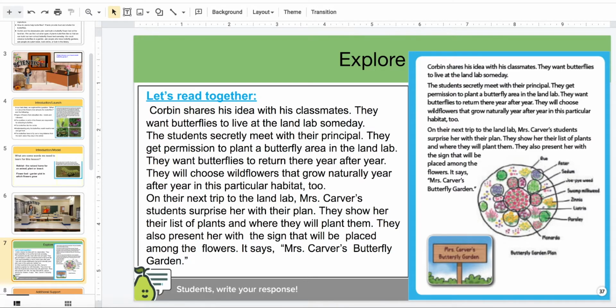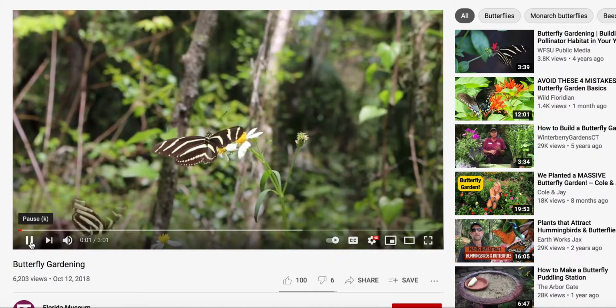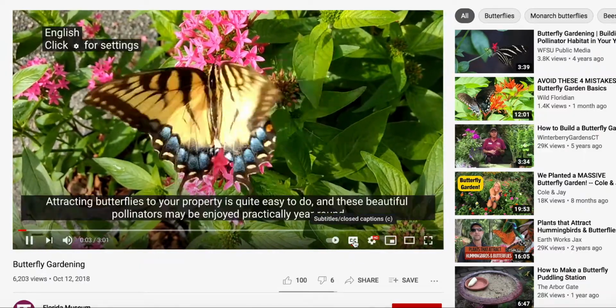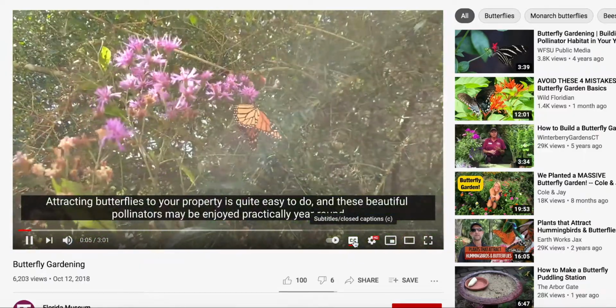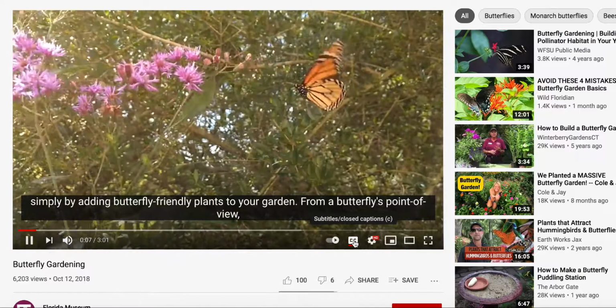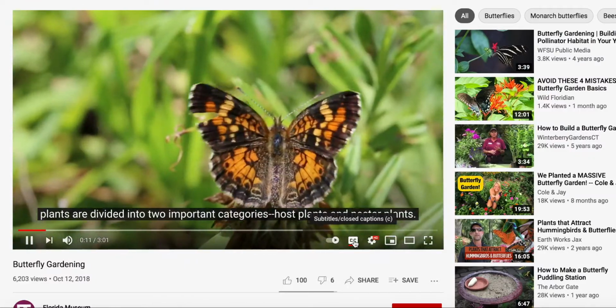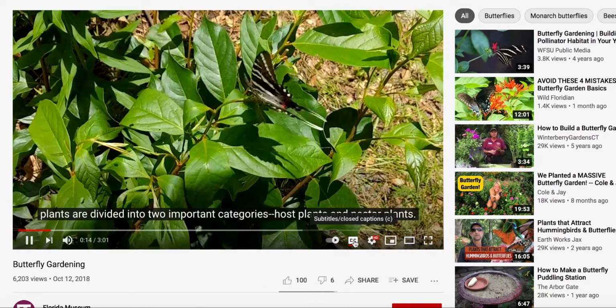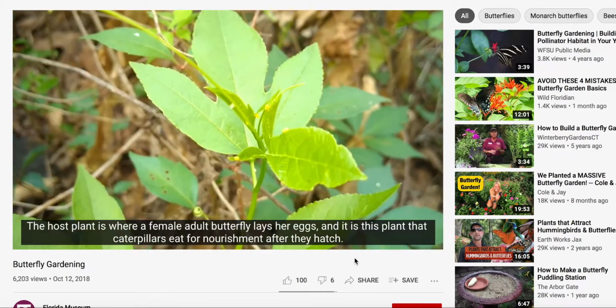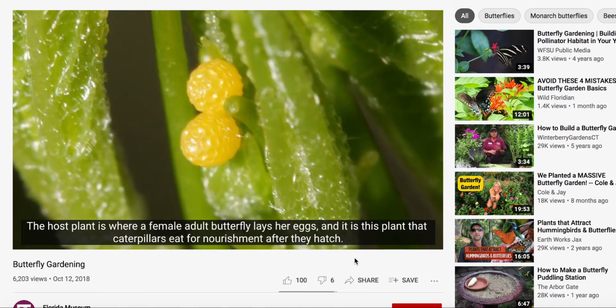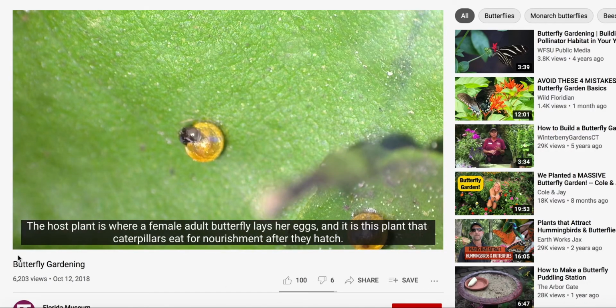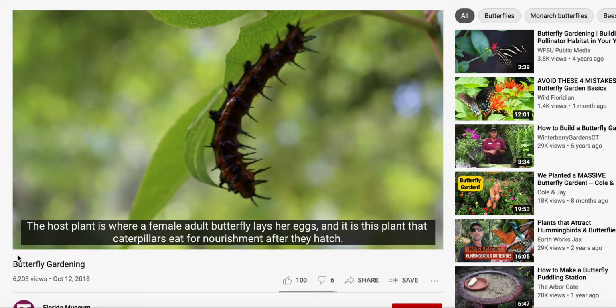So let's look at how to build a butterfly garden. Attracting butterflies to your property is quite easy to do, and these beautiful pollinators may be enjoyed practically year-round simply by adding butterfly-friendly plants to your garden. From a butterfly's point of view, plants are divided into two important categories, host plants and nectar plants. The host plant is where a female adult butterfly lays her eggs, and it is this plant that caterpillars eat for nourishment after they hatch.